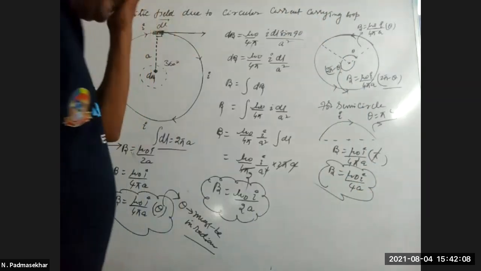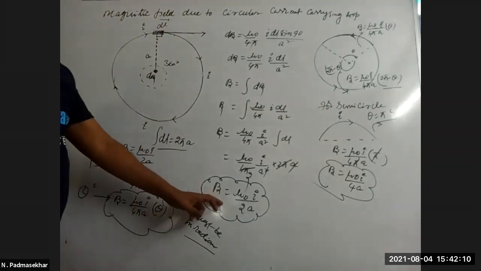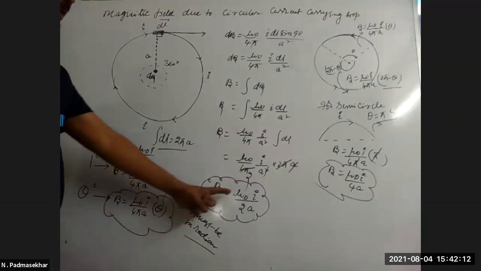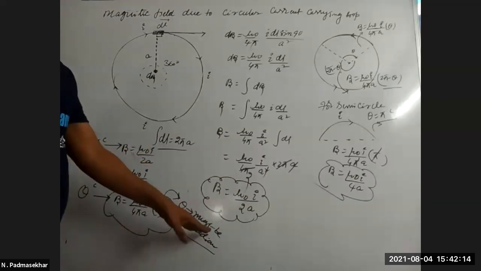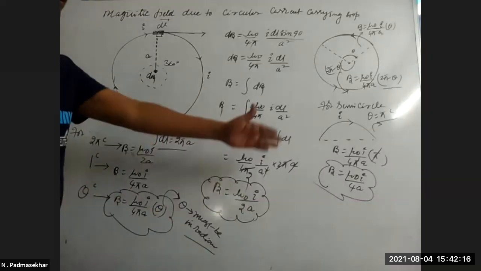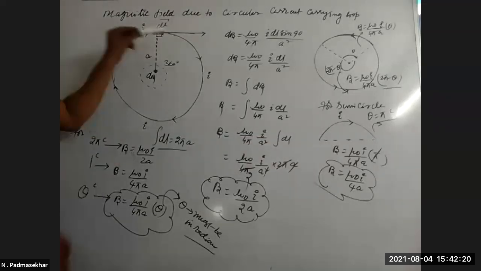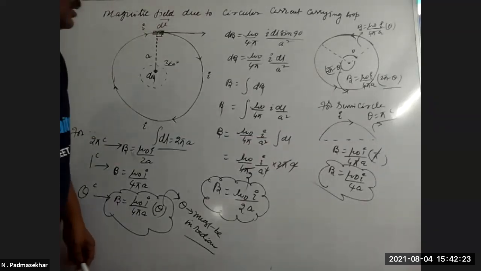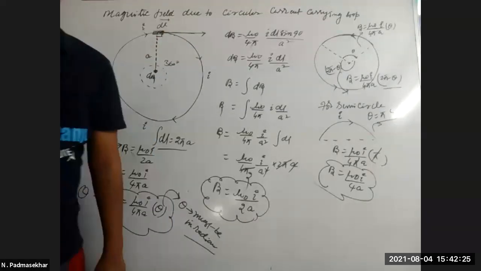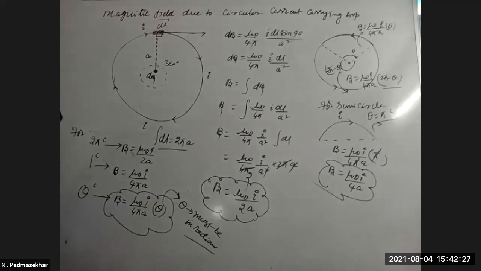It is half of the full circle. Full circle is mu naught I by 2a, and half of that is mu naught I by 4a. That is for a semicircle. This is the magnetic field due to a circular current carrying loop. Okay?